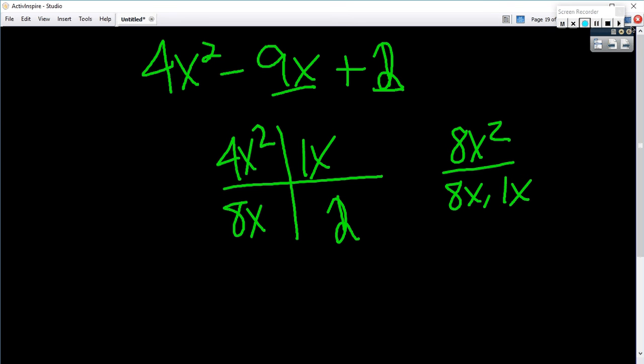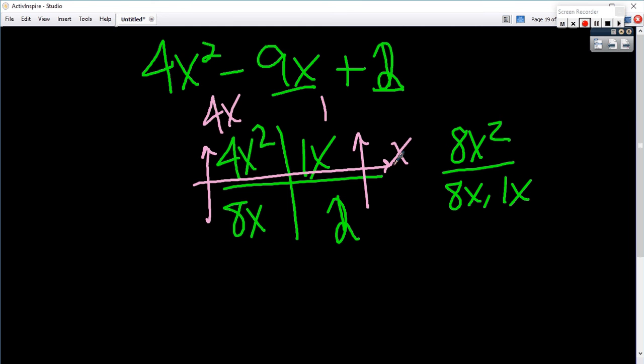Now let's go up and over. GCF here. I heard 4x. Make sure you keep that x because they both have an x. How about the next column? 1. I can't divide 1 and 2 by anything other than 1, right? How about here? 1x, exactly. Remember, if they both have an x, take the x. And how about here? 2.